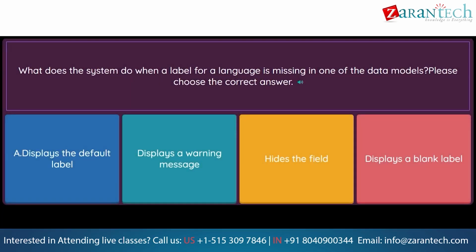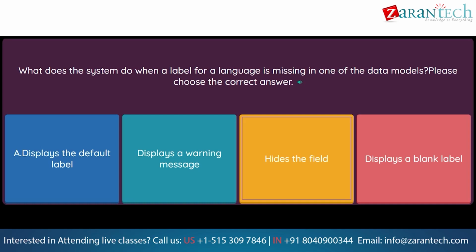Question: what does the system do when a label for a language is missing in one of the data models? Please choose the correct answer. Option 1 displays the default label. Option 2 displays a warning message. Option 3 hides the field. Option 4 displays a blank label.